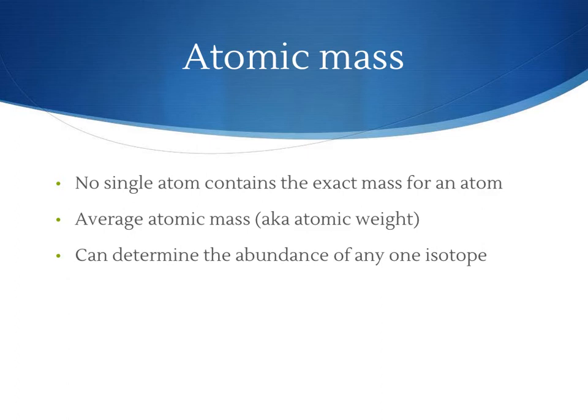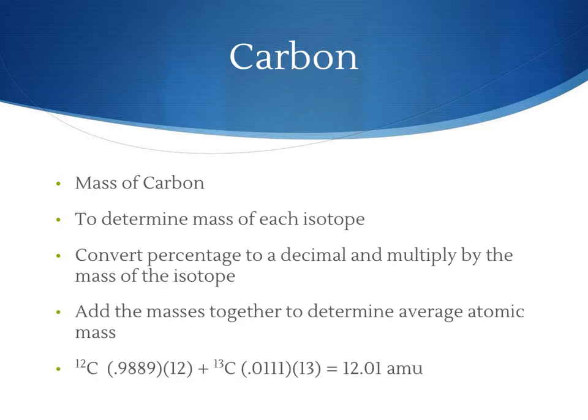On slide 4 here, we're going to look at having 100 atoms of any element and see if we can determine the numbers of isotopes. No single atom contains the exact mass for an element. Everything is an average atomic mass, also known as the atomic weight. So let's see if we can determine the abundance of any one isotope. Using the percentages for the isotopes of carbon, we can determine the atomic mass unit for each of the isotopes.